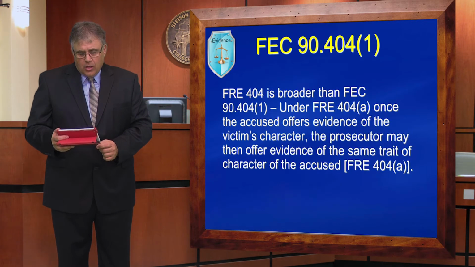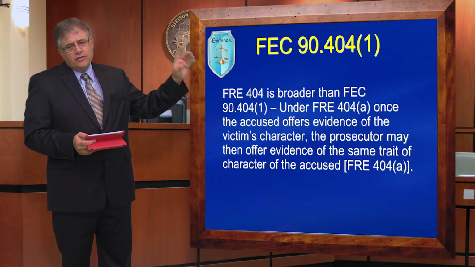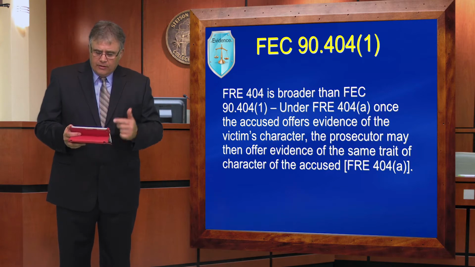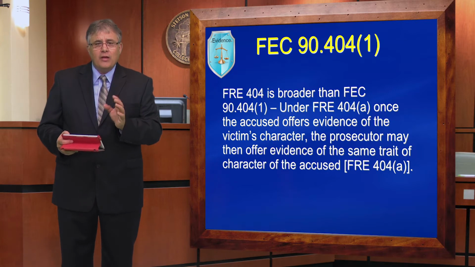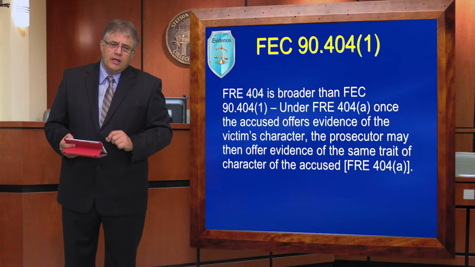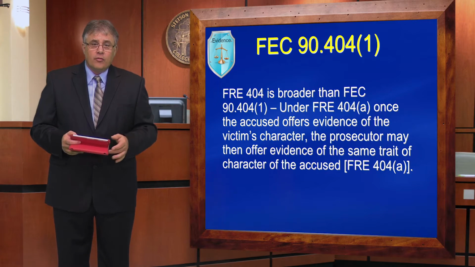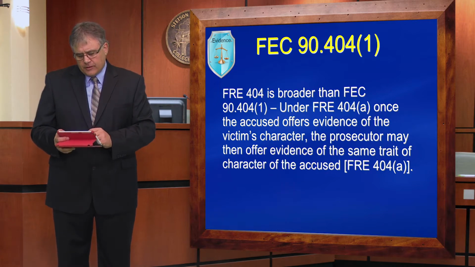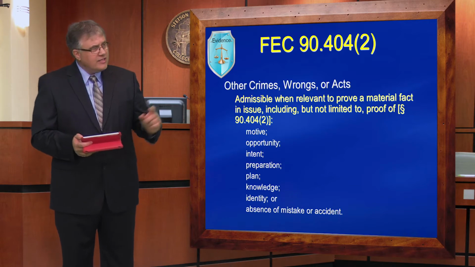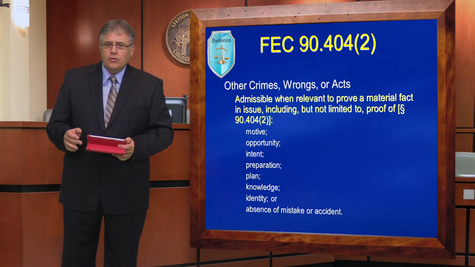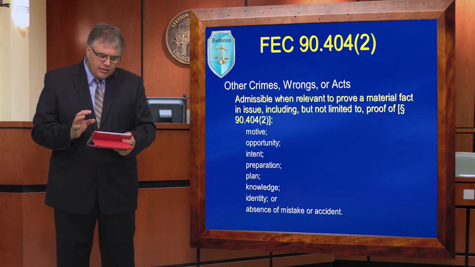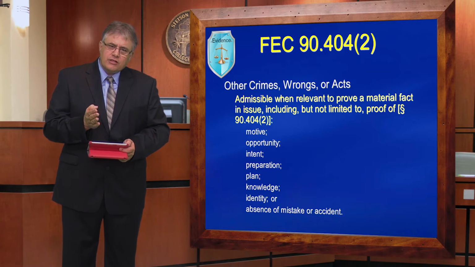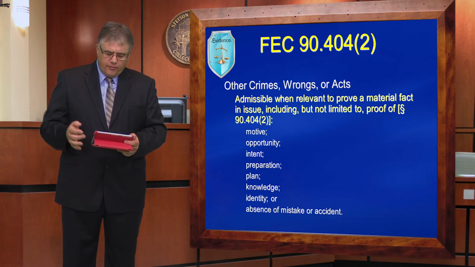I want you to remember that Federal Rule of Evidence 404 is broader than the Florida Evidentiary Code 90.404(1), specifically in the way in which it treats the character of the victim and its connection to the character of the accused from a rebuttal perspective. We've talked about that previously. Now, this is the list from 90.404(2), the equivalent of the Federal Rule of Evidence 404(b). And you'll notice that it's non-exhaustive, and it relatively mimics the same approach from the federal system.